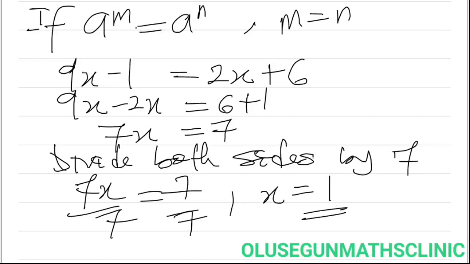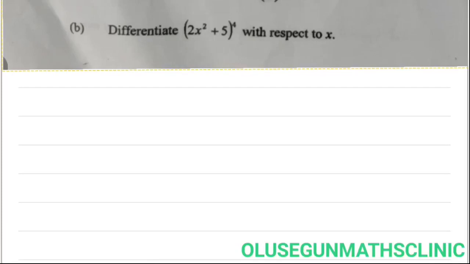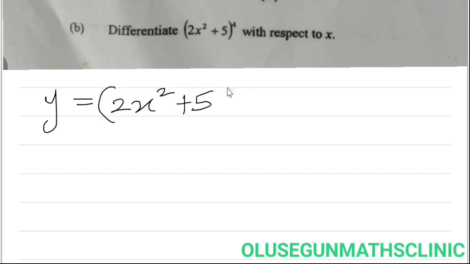So now let's go to question 4b. This is question 4b, and the question says that if y is equal to 2x squared plus 5, all raised to power 4. This is a type of composite rule in differential calculus. We use the chain rule to solve this equation.